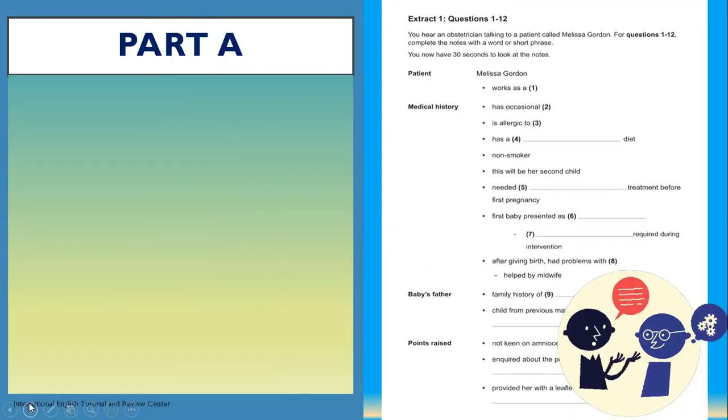You will be given 30 seconds to look at the notes. So you quickly read questions 1 to 12, and then you have to take note of the word before the gap. It's because you have to apply the content prediction technique and the structure prediction technique. When we say content, that means you have to guess or predict what you think would be the possible answer.